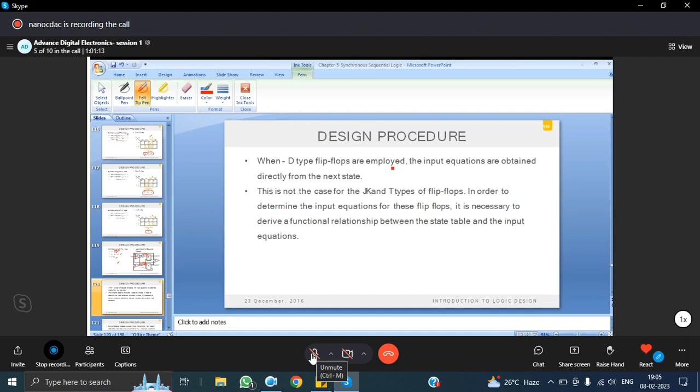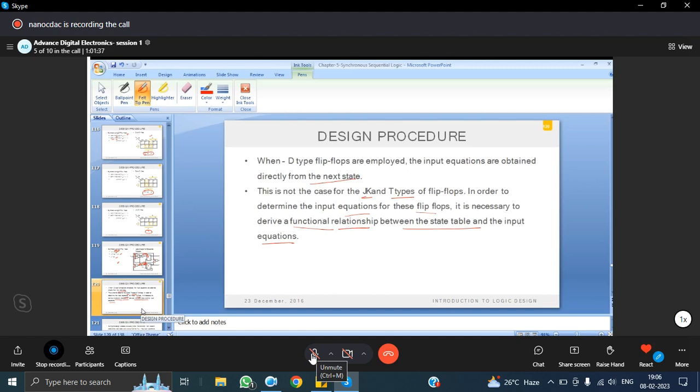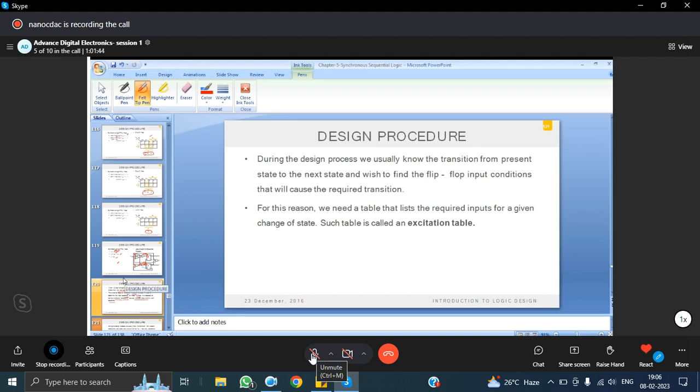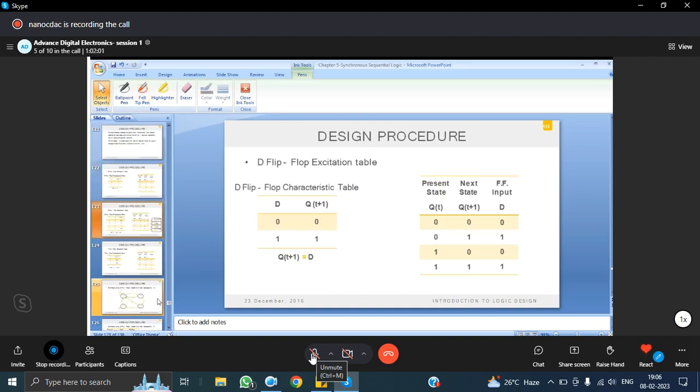So when a D flip-flop is employed, the input equations are obtained directly from the next state. Again, for JK or T flip-flops, in order to determine the input equations of the flip-flop, it is necessary to derive a functional relationship between the state table and the input equations. Because a T flip-flop is also formed using JK. Whether we take T or JK, you should again find the relationship between the input equations and the flip-flop equations, and then go for the design. Okay, so this is the design procedure. Any sequence detector you can design this way.